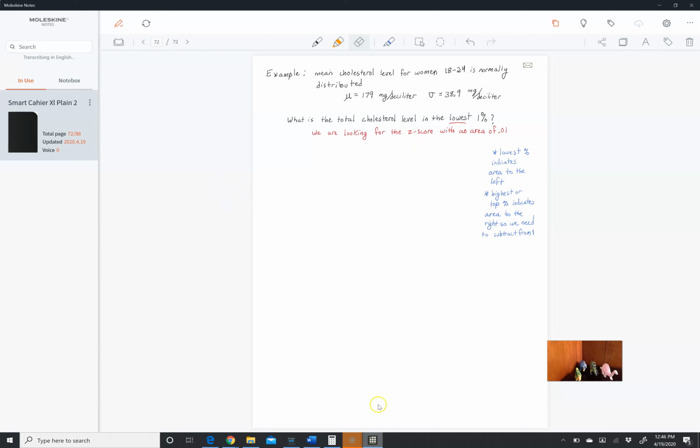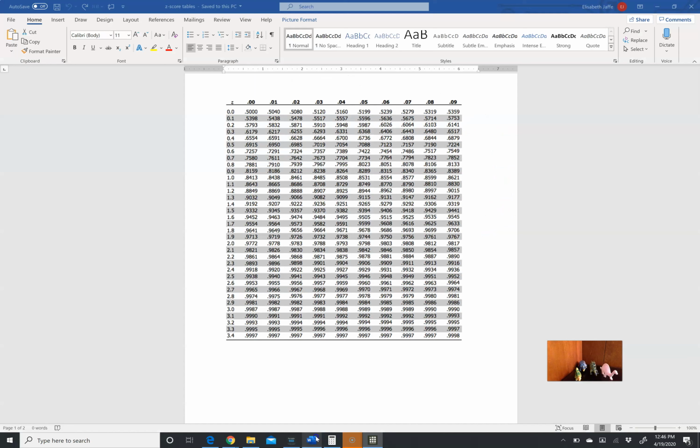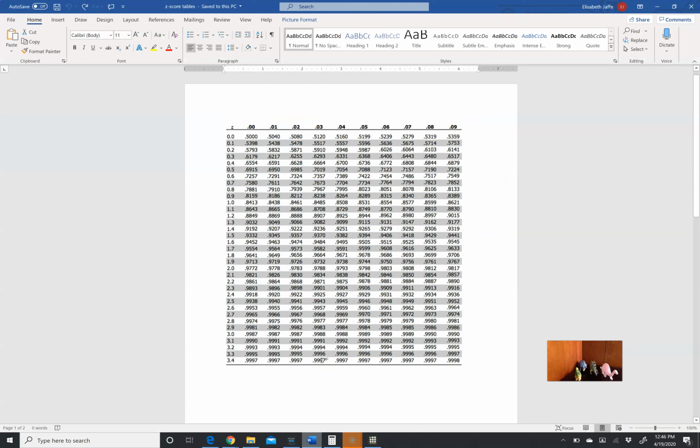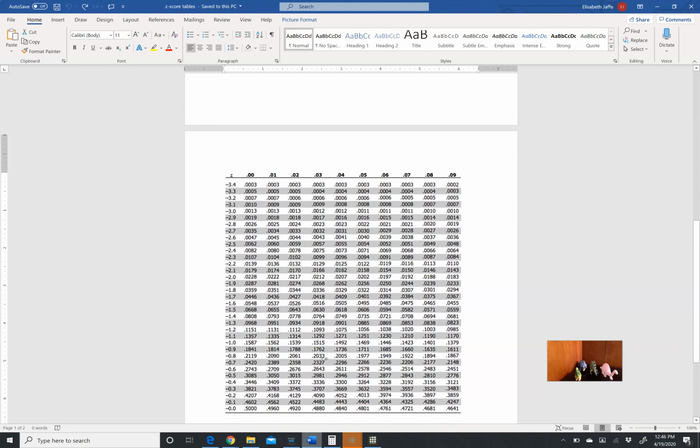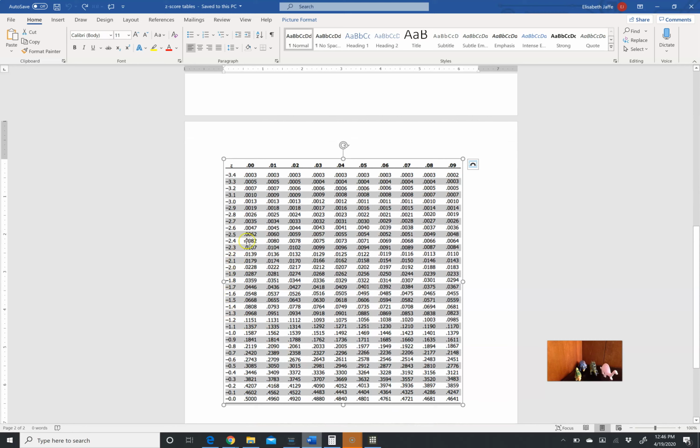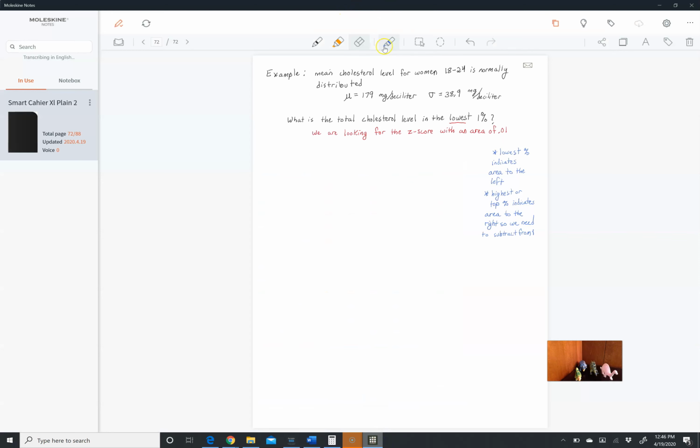Okay, so here we're looking for an area of 0.01, so we're going to go to our z-scores. 0.01 is less than 0.5, so we're looking at the negative z-scores. When we look for 0.01, we fall between 0.0107 and the next one is 0.0084, so this is the closer one. Okay, so our z is approximately 2.30. And it's negative.